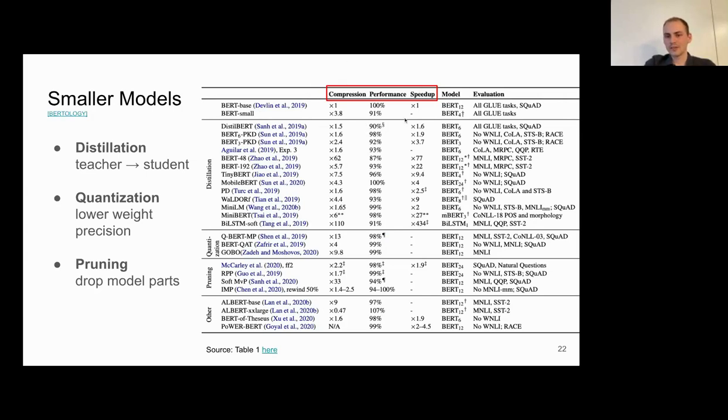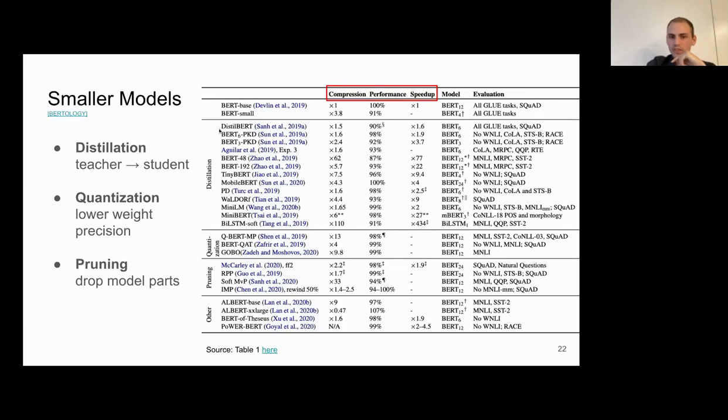I would first look at the different columns in the table. They're highlighted in red by this rectangle. They say along which dimensions one would compare a model size reduction method. The first one is the compression factor: by how much do you reduce the model size with your method? Then the second one is how much of the original performance you're able to retain, ideally as close as possible to 100%. And then the speed up that you gain from your compression. This one has a lot of speed up.